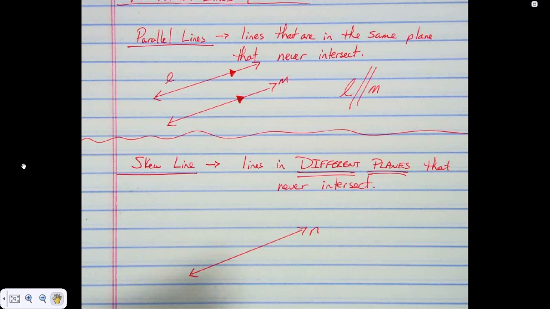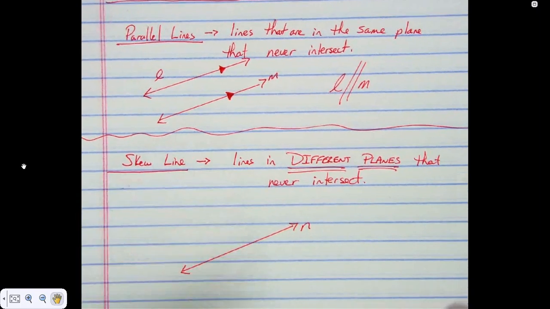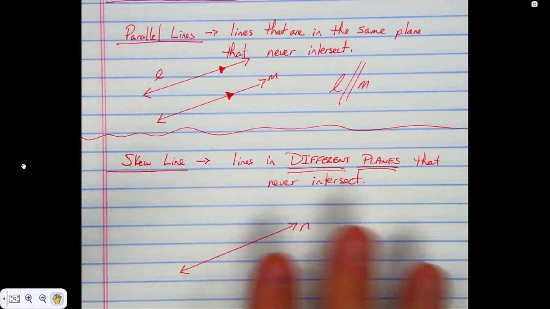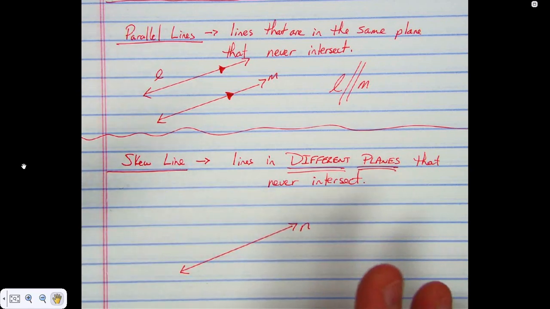When it's all said and done, it, in essence, is impossible for me to draw a skew line on this plane, or on this piece of paper. Because what is the piece of paper? How many dimensions? 1. 2. It is one plane, 2 dimensions, right? So how could I draw something in a different plane on here? Does that make sense?